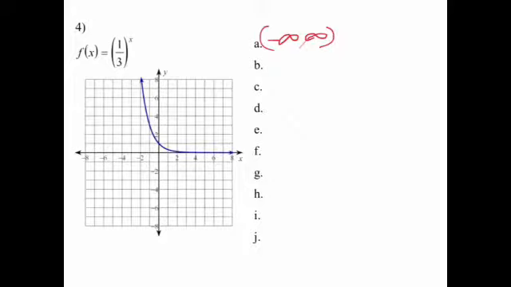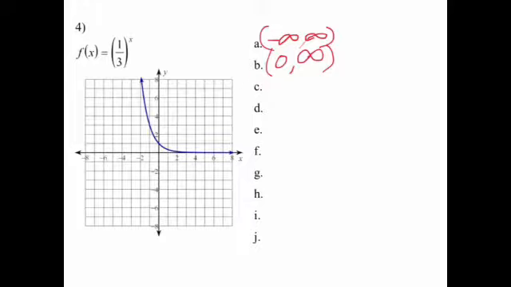B is trying to figure out how far up and down it goes. Well, how far down does my function go? It goes down until it almost reaches 0. How far up does it go? Well, it keeps going up and up and up, so it goes to positive infinity. And that's the range, how far up and down it goes.